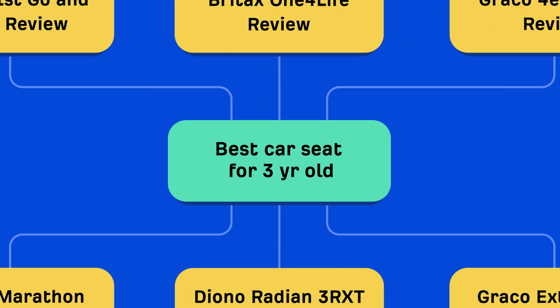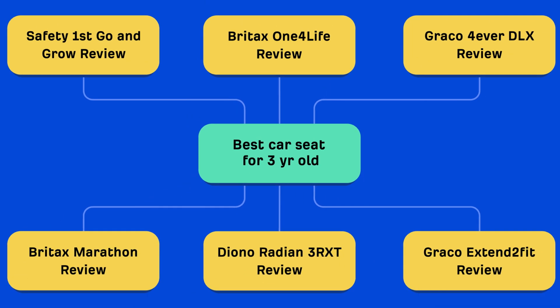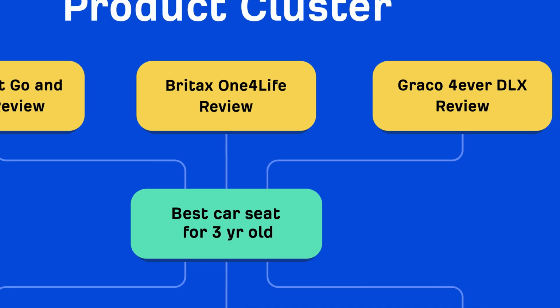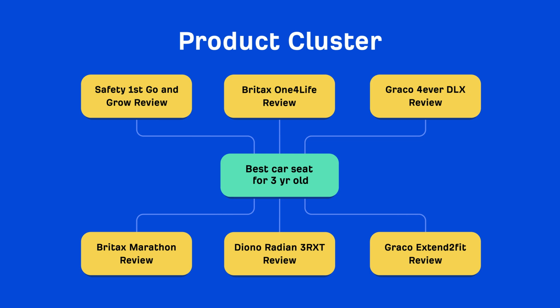So to review, we know we're going to create a post on the best car seats for 3-year-olds. Plus, we're going to write 6 different product reviews for each model in our general comparison posts, like Britax One for Life review, Graco Extend to Fit review, and so on. Now, from an on-page perspective, we can simply connect these pages by using an internal link from our general comparison post to our product reviews. And it would also make sense to link from our product reviews to our general comparison post. We now have a product cluster.